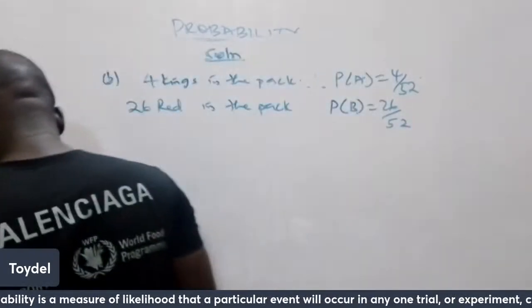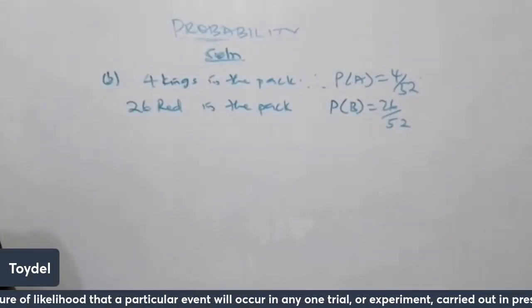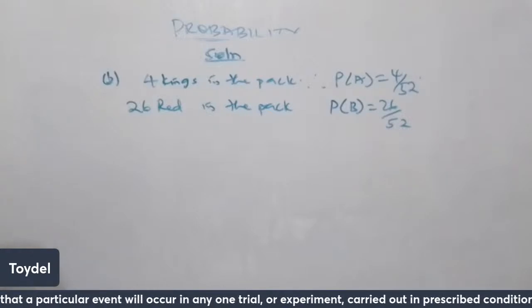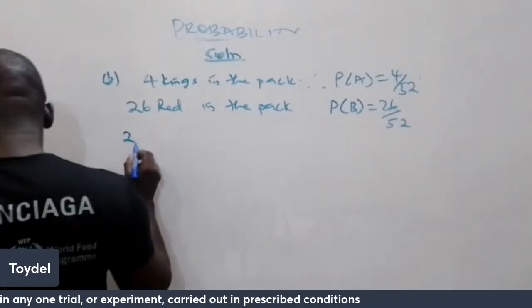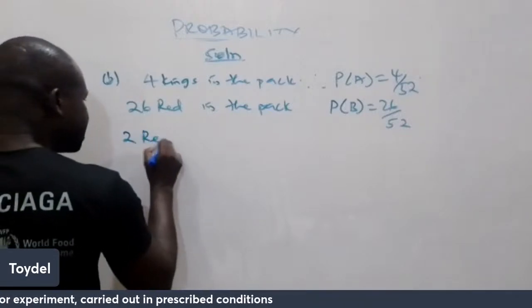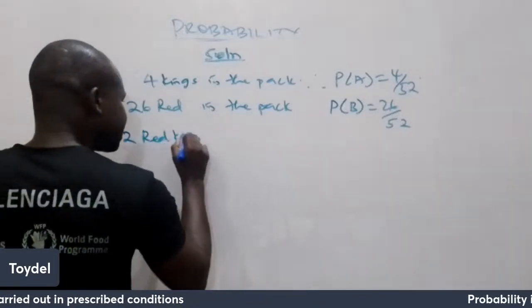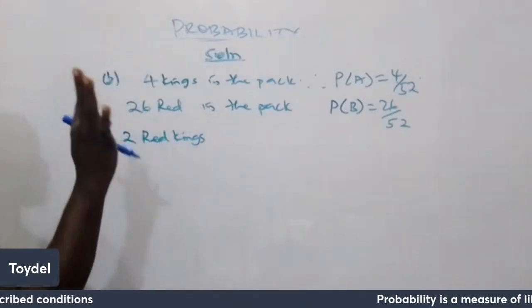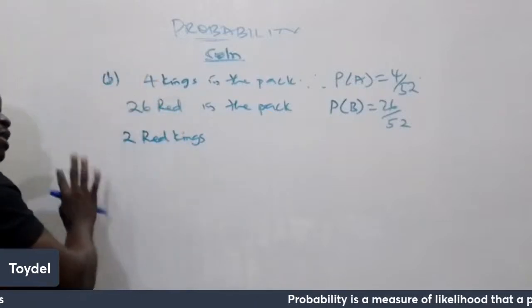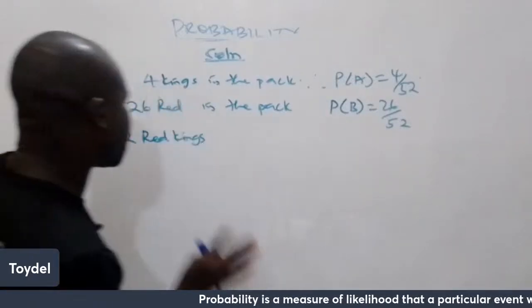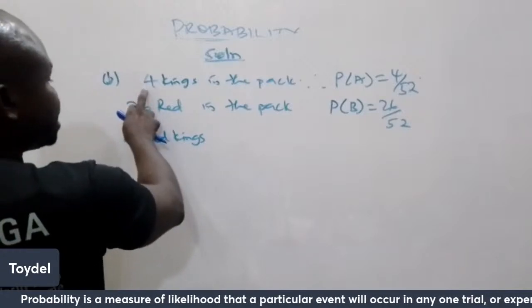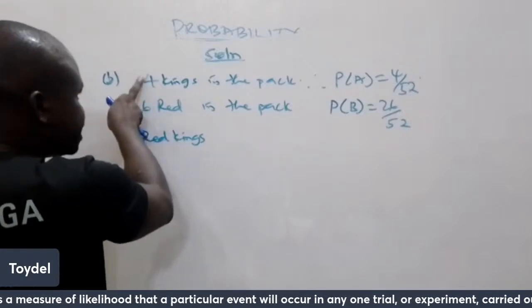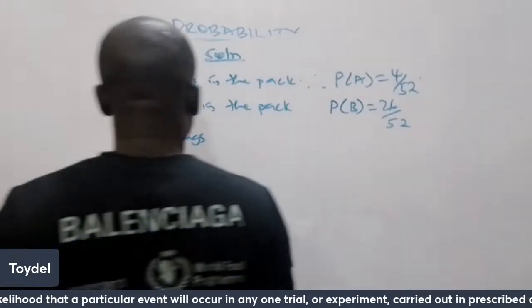So 2 kings, so we can have 2 reds. In this case now, out of the 26, we can have 2. We can have 2 red kings. That is, out of the 4 kings that we have in the pack of cards, 2 are red, 2 are black. So it is possible to have a card that will be red and it will also be king. That's what we are trying to say.